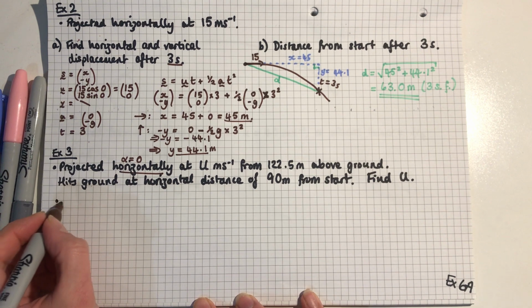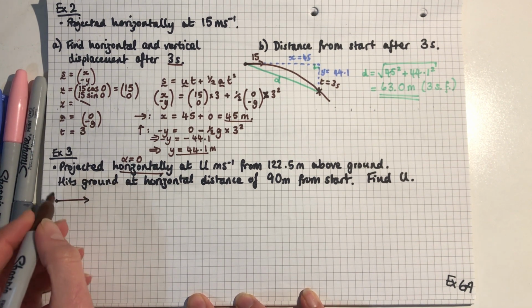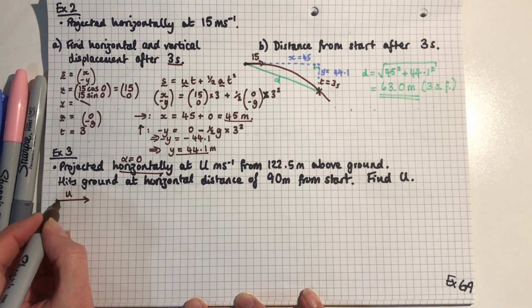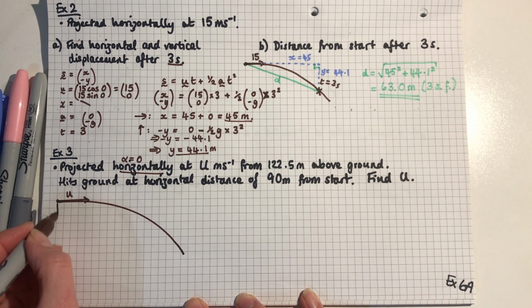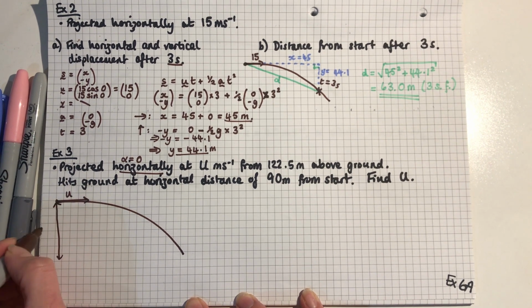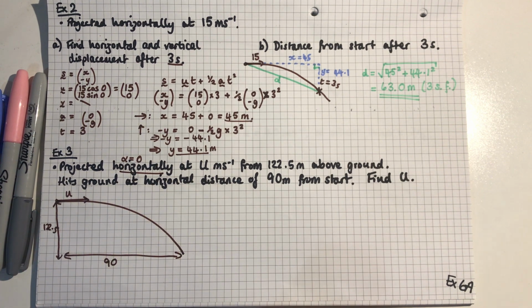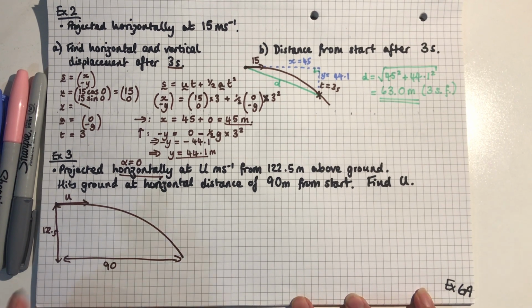Again, we'll draw a diagram. So we are projected horizontally with the speed of u. It's going to be something like this. Now this is not to scale at all, because this is a distance of 122.5 and this is a distance of 90. Obviously it's not to scale, but it's a diagram. That's all I need it for, just to picture what's going on. So just like we did before, we write out our suvat.